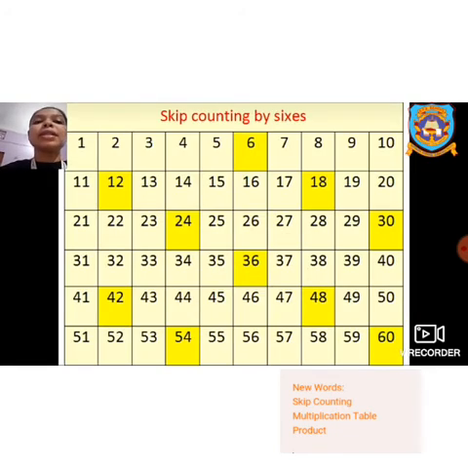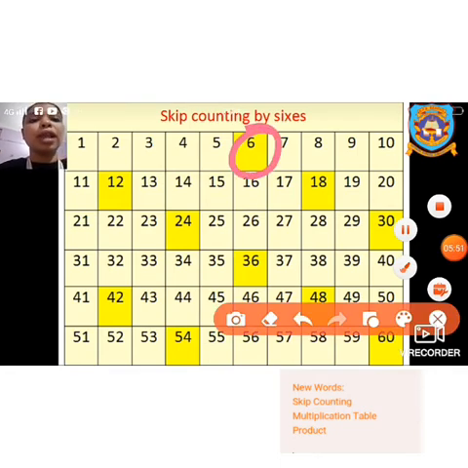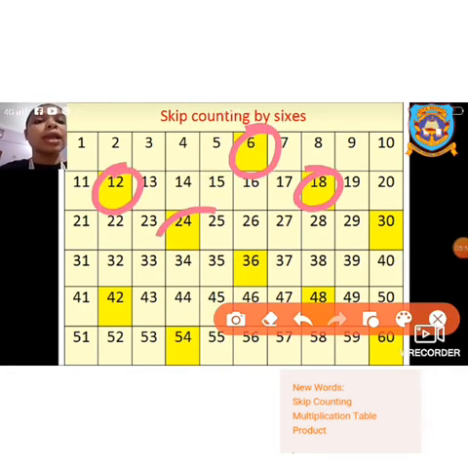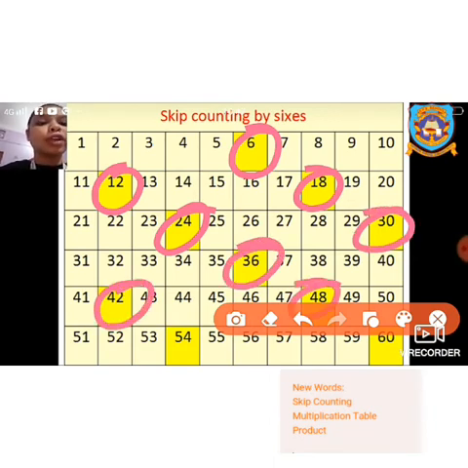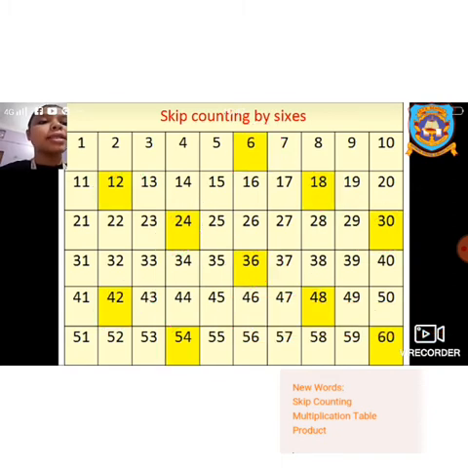Okay, similarly, this is what you will get by skip counting by 6. When you do it on a number line, you just skip 6 numbers each time. Suppose you start from 0, then you will get 6, then 12. If you skip count by every 6th number, then these are the answers you will get, marked in dark yellow: 6, 12, 18, 24, 30, 36, 42, 48, 54 and 60. So these are the values of the multiplication table of 6.